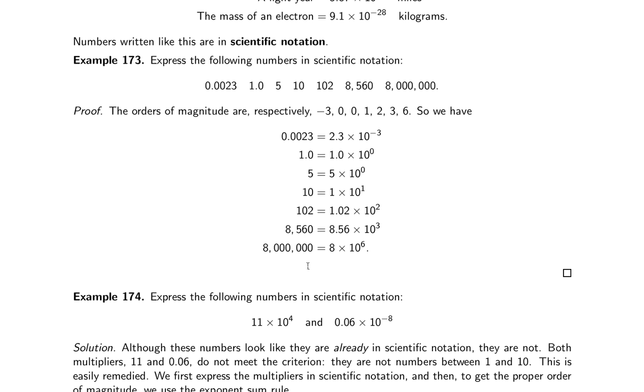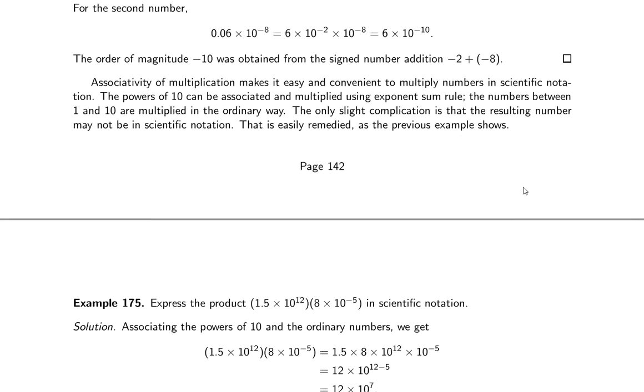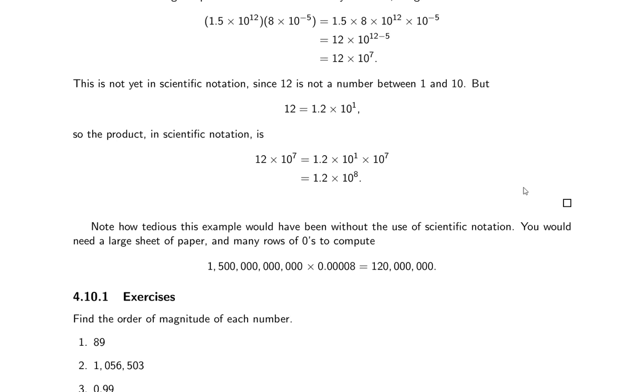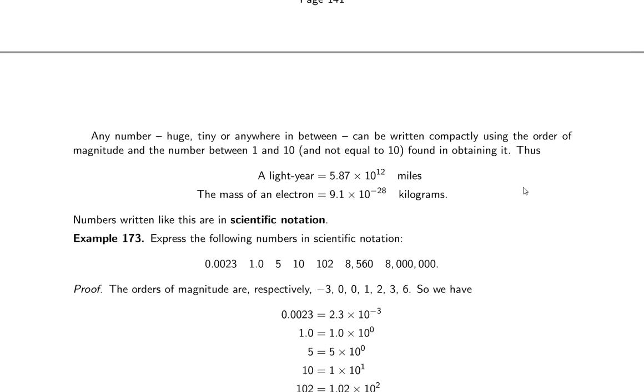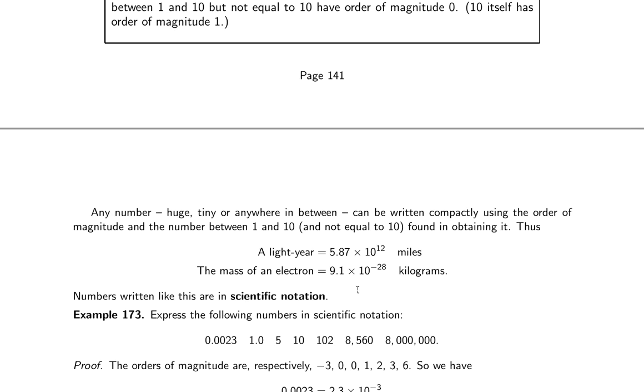Here's a bigger number, 8 million. For 8 million, the decimal point is here, and we have to move it 6 places to get it to here. So 8 million is 8 times 10 to the 6. And here are the kinds of places that shows up.